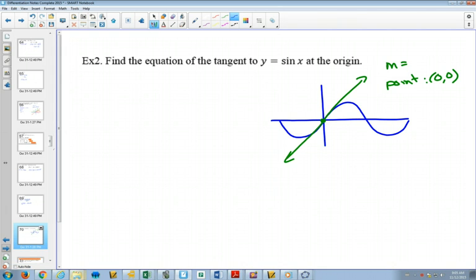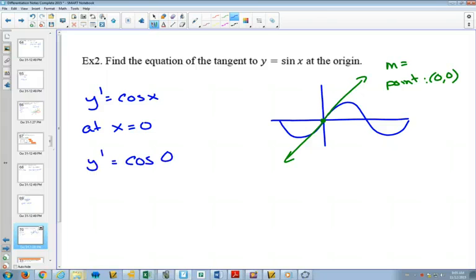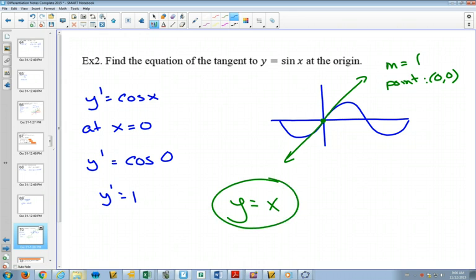Our derivative of sine is cos at x equals 0, and you're going to need to know your pi plate or your unit circle values. What is cos of 0? 1. So now we know our slope is 1. And since the origin is our y-intercept, we can write it in y equals mx plus b form right away. And our tangent line is just y equals x.